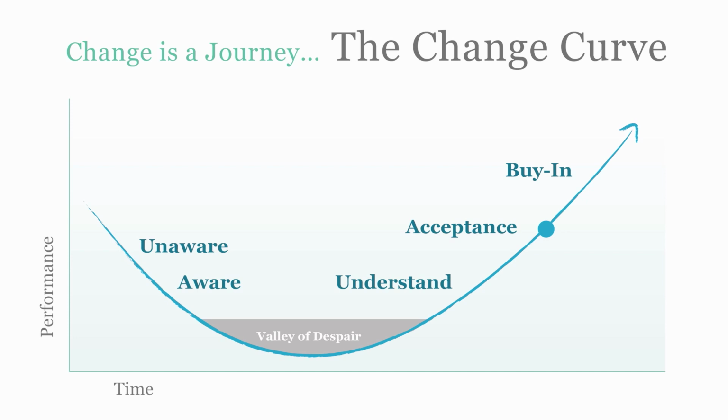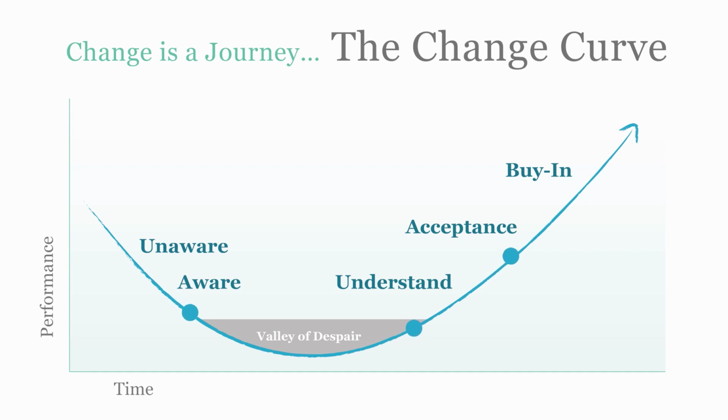The success of projects depends on people following through with their new responsibilities, performing new tasks, and using new tools available to them. Those are actions and behaviors that we expect to see at acceptance, not buy-in. So what else can we learn about how stakeholders move along the curve? You should anticipate that stakeholders will be at different places on the curve at any given time.